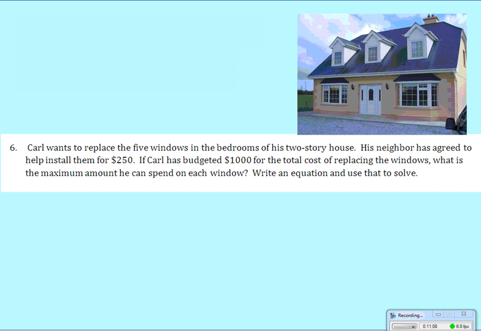Be careful with signs. So Carl wants to replace the 5 windows in the bedrooms of his 2-story house. His neighbors agreed to do it for $250. Carl's budgeted $1,000 for the total cost of replacing the windows. What is the maximum amount he can spend on each window? So write an equation and use that to solve. So he's got $1,000. His neighbor says he'll help for $250. So that means he's going to spend whatever he's got left on each window. So he's got 5 to build.